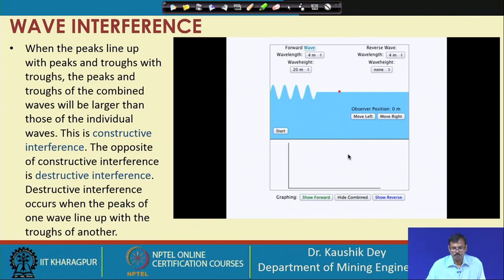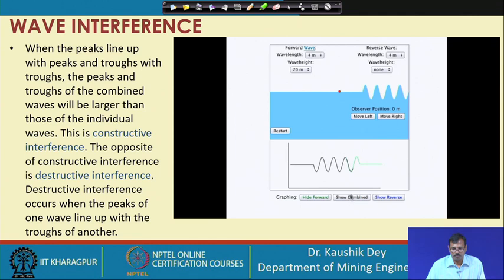The chart at the bottom plots the position of the observer as the wave moves across the screen. Three things can be charted: movement due to the forward wave, shown in green, movement due to the reverse wave, shown in blue, and the actual movement, shown in black. To move the wave, click Start. When the wave hits the observer, the graph begins to show the movement. Since there is no reverse wave, the movement due to the forward wave and the combined wave are the same.